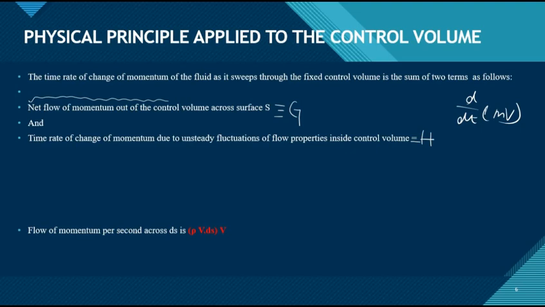So we know that mass flow across the elemental area dS can be written as rho V dS. This is the mass flow which we had also seen in our conservation of mass. So if I know the expression for mass flow, then can I write the flow of momentum per second across dS as rho V dS times V? That would be my flow of momentum per second across that elemental surface dS.